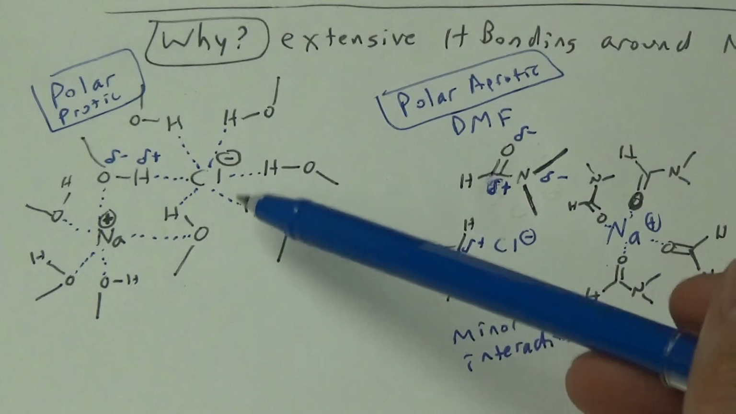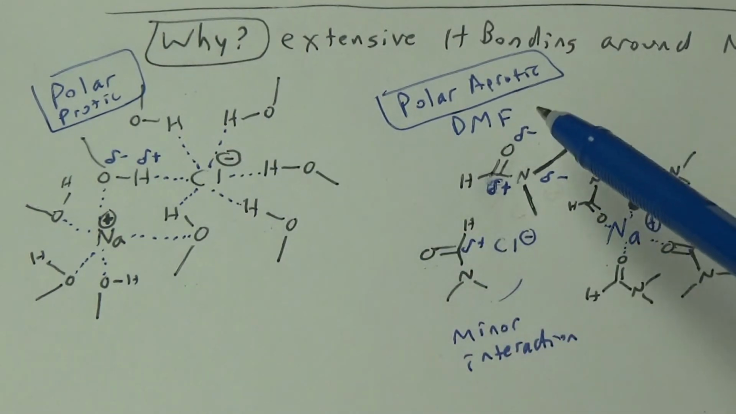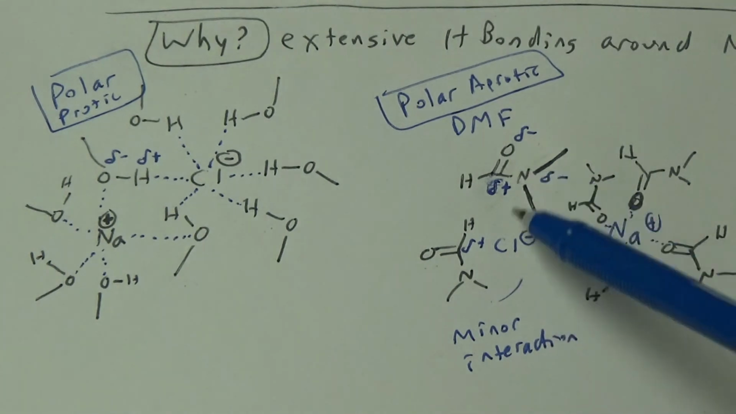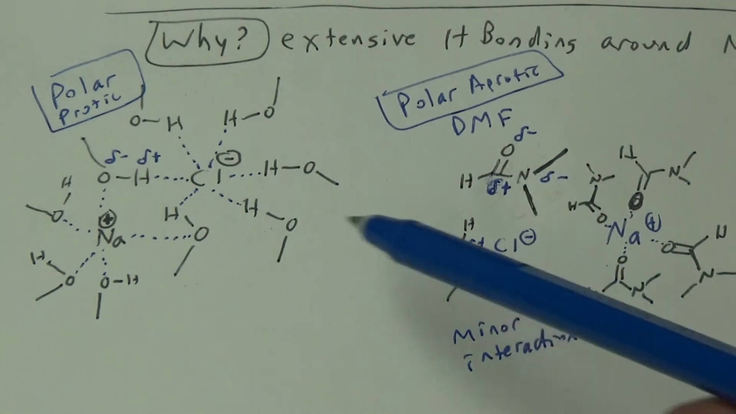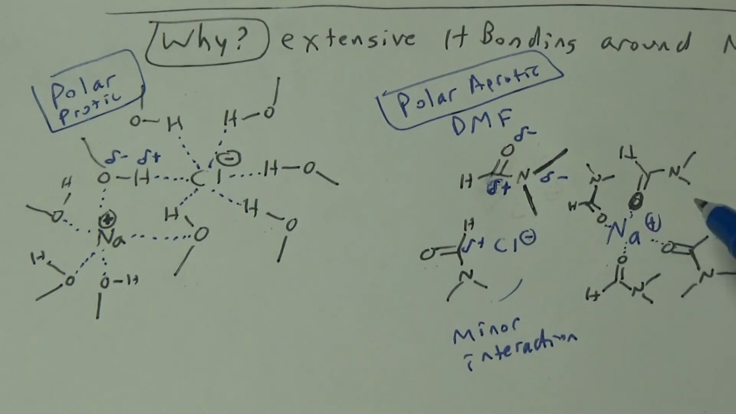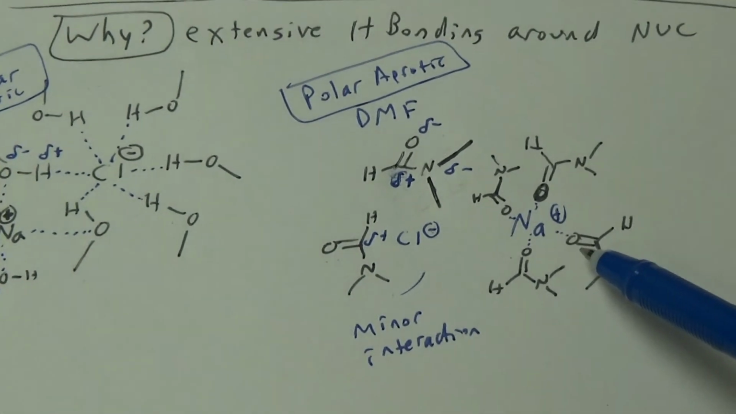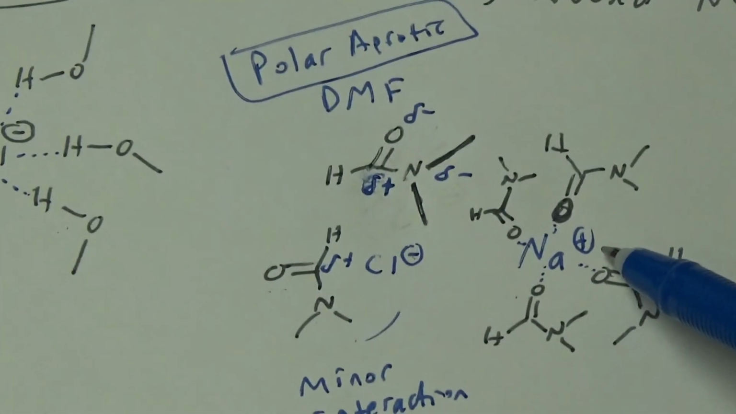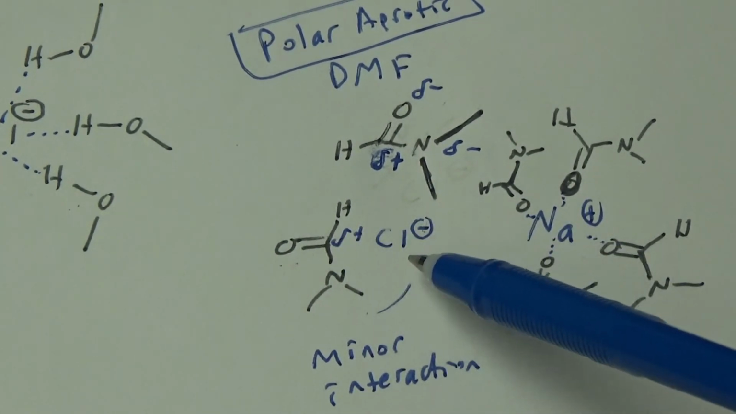So net effect, when you look at both of these: with polar protic solvents, you have extensive hydrogen bonding around the nucleophile, so it can't react. With polar aprotic, you have little minor interactions with the delta positive carbon, but it's not as extensive, and that chloride is free to be a nucleophile. But what about the sodium? Well, who cares about the sodium? It's a counterion. It's not doing anything of substance in the reaction. This is the actual substantive reagent, the nucleophile.